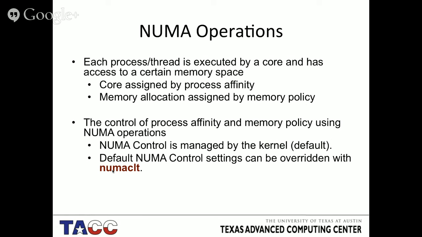Again, the important part about NUMA operations is that you make assignments of processes to cores, and that the memory allocation is assigned by memory policy. So it's not really memory allocation. It's that the memory, when it starts to be used, is assigned to a particular socket's memory. Okay, so how do you do this?